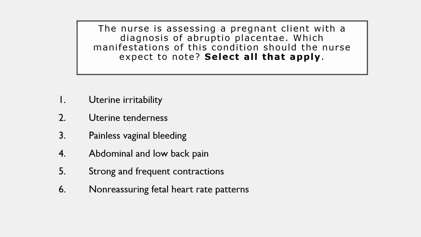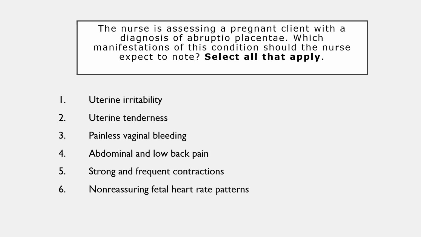The practice NCLEX question reads: the nurse is assessing a pregnant client with a diagnosis of abruptio placenta. Which manifestations of this condition should the nurse expect to note? Select all that apply. Is it 1, uterine irritability, 2, uterine tenderness, 3, painless vaginal bleeding, 4, abdominal and low back pain, 5, strong and frequent contractions, 6, non-reassuring fetal heart rate patterns. I'm going to give you some time to think about it because this is a select all that apply.